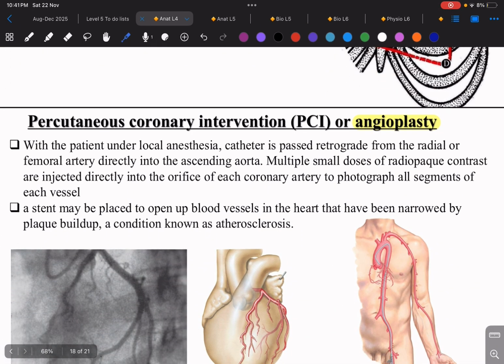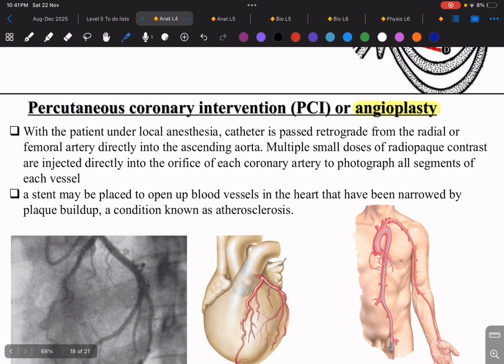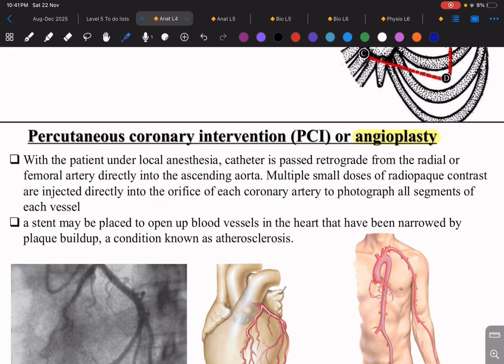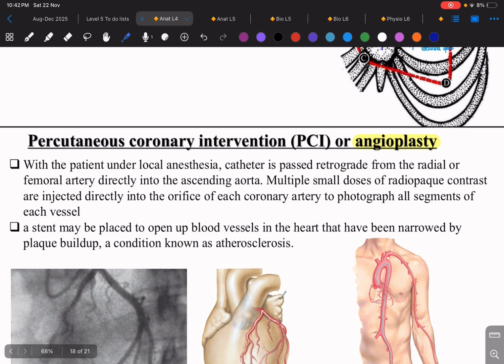Then the last thing, for real now, we have the angioplasty. What is the angioplasty? Angioplasty is the clinical application. It's the process where we insert a catheter in the patient to check if there's any blockage in any of the arteries. So how do we do this procedure? We go to the femoral artery specifically and we insert the catheter. It's the one in blue here.